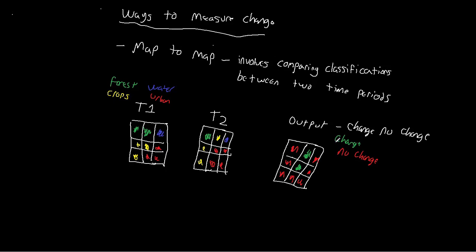So typically, there's nothing special about green and red here. You could do black and white, you could do purple and yellow. The colors don't matter. What matters is that we have this binary output of change, no change. And all we're doing is comparing the map classes. If they're the same, then we have no change. If they're different, then we have change. Okay? Hopefully that makes sense.